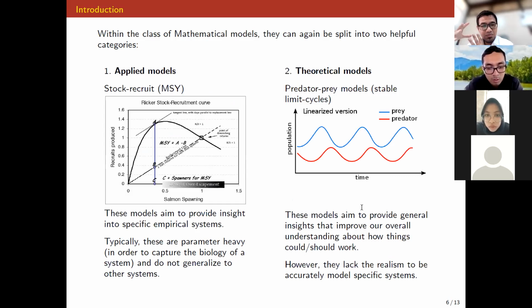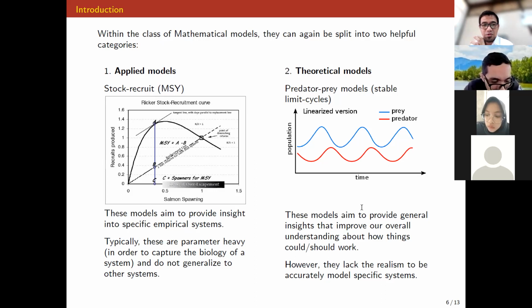The applied models, in brief, are just for one particular case. We build the model to provide insight into specific empirical systems, so this model works only for one particular system. But theoretical models can be used for general cases. We can implement the theoretical model in many cases. Of course, the cases should be relevant to the model itself.